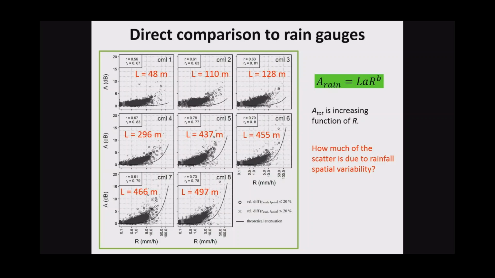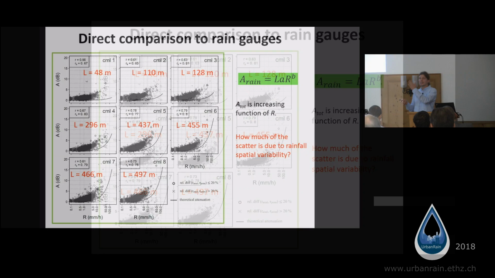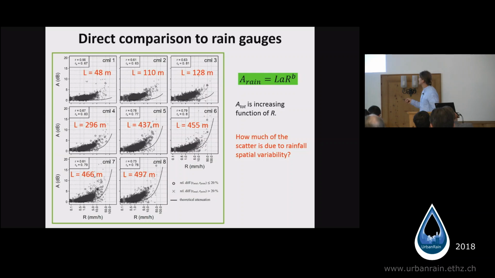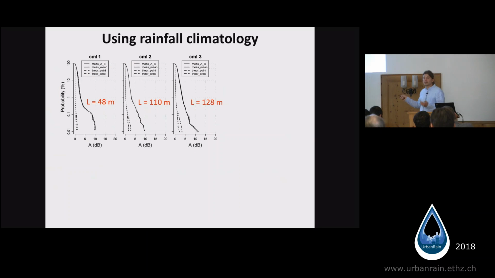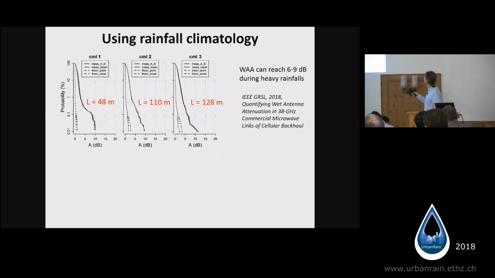So the idea was to assume that the total attenuation is an increasing function of rainfall intensity, and then we can use only climatological data: take the complementary cumulative distribution functions, basically sort the observed attenuation from the smallest to the biggest, and do the same with the rainfall. This difference should tell us about the possible wet antenna attenuation in our data set. So here it's maybe 6 to 9 dB during really heavy rainfalls. During some lighter rainfalls, it will be about 2 dB.